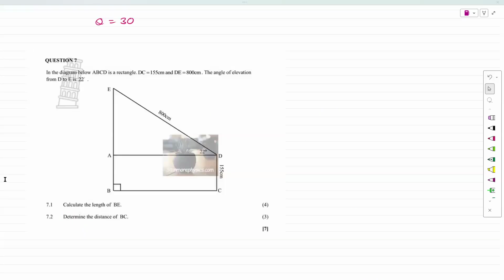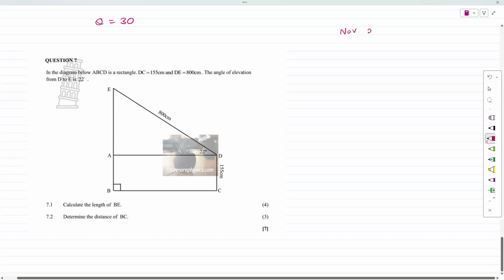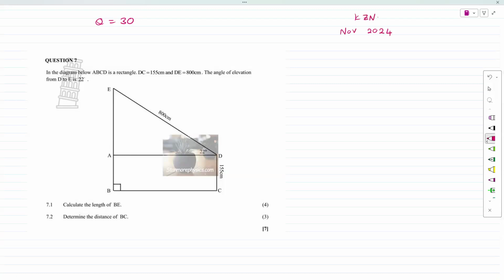Okay, now the next paper is November 2024. This is still KZN, guys. If we deal with this, it's quite simple. This is a very simple example. In the diagram, ABCD is a rectangle. DC is equal to 155. If it's a rectangle, that means that's equal to 155. DE is equal to 800. Angle of elevation is 22. So we are good. Calculate the length of BE.